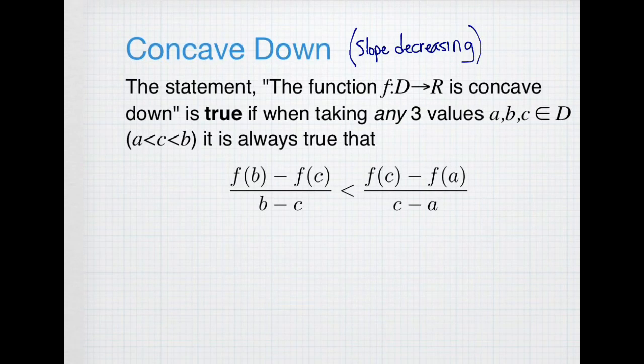If I take any 3 points in the domain of my function, with a less than c less than b, then the slope on the left compared to the slope on the right, the slope on the right is less than the slope on the left. So as I go to the right, my slope has to decrease. If I imagine a point and I were to draw a slope that I start with, my new point, as I go to the right, my slope is going to have to decrease.